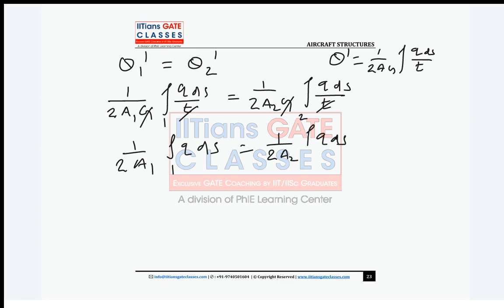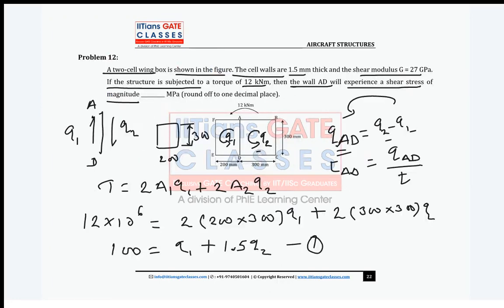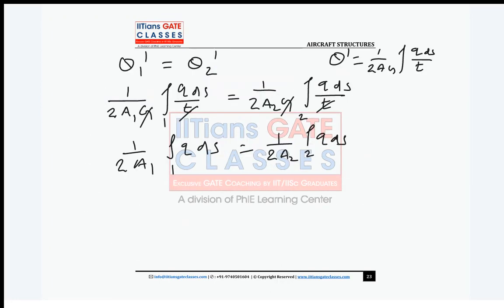Now guys, if you take cell 1, you can write here 1 upon 2A2. Or what I can do, I can write it as, 2 will get cancelled, so it is A2 by A1. So A2 by A1 is how much?